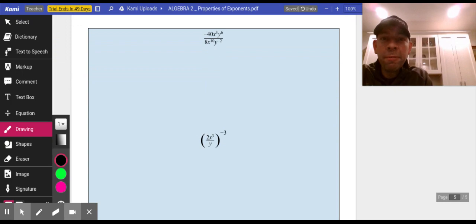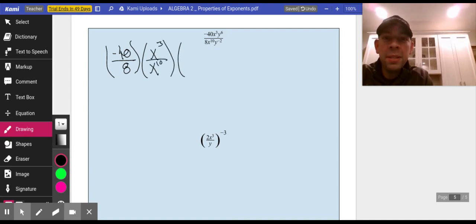Kind of in a similar fashion, it's all about the way I rewrite this. The first thing I'm going to do is take negative 40 and divide it by 8. Okay, there's one term. Then I'm going to take x to the 3rd and divide it by x to the 10th. And then I'm going to take y to the 6th and divide that by y to the negative 2. So this first term makes negative 5. I'm going to subtract these exponents to make x to the negative 7. And subtract these exponents to make y to the 8th.